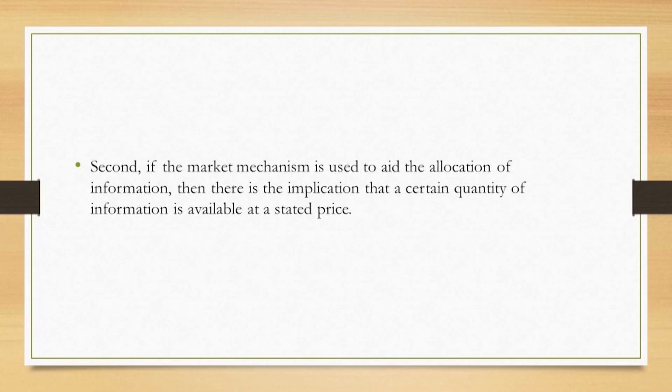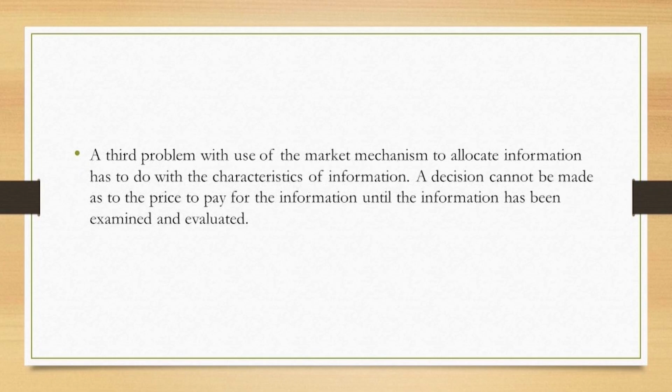He also says that if the market mechanism is used to aid the allocation of information, then there is the implication that a certain quantity of information is available at a stated price. A third problem with the use of market mechanism to allocate information has to do with the characteristics of information.